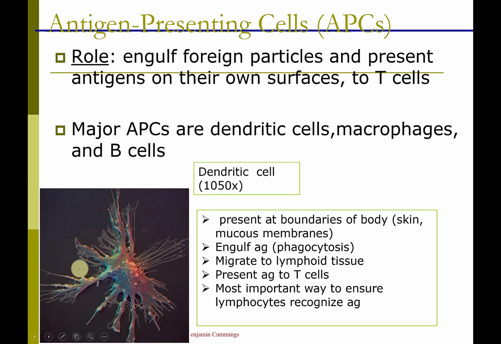I just wanted to show you this picture of a dendritic cell. This is a scanning electron micrograph. These are large cells with huge extensions, and they are present at the boundaries of your body.